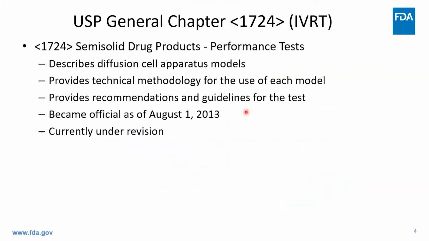Now, in terms of 1724, it describes diffusion cell apparatus models. It provides some technical methodology for the use of each model, and it provides recommendations and guidelines for the test methodology. This became official in 2013, and it's currently under revision. So you'll be hearing in one of the sessions coming up today a lot more about what's happening with our revision of chapter 1724 at the moment.